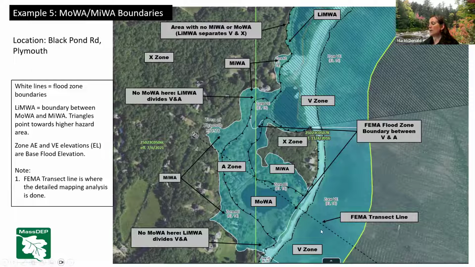I think in this slide, we also have a good example of a FEMA transect line. And that's just a reminder, sometimes there's lines on here and we're like, wait, what is that again? This is one of those transect lines, and this is where mapping analysis was done.